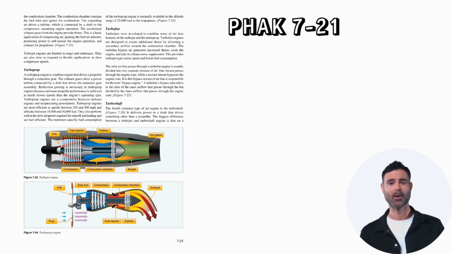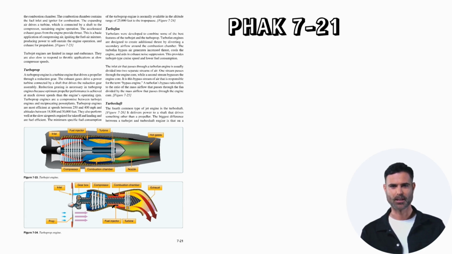Turbofans were developed to combine some of the best features of the turbojet and the turboprop. Turbofan engines are designed to create additional thrust by diverting a secondary airflow around the combustion chamber. The turbofan bypass air generates increased thrust, cools the engine, and aids in exhaust noise suppression. This provides turbojet-type cruise speed and lower fuel consumption.